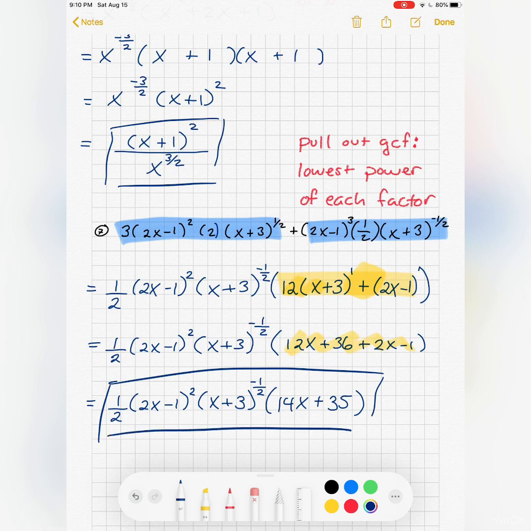Let's look through it one more time. Hopefully I copied everything down correctly. It looks like it.